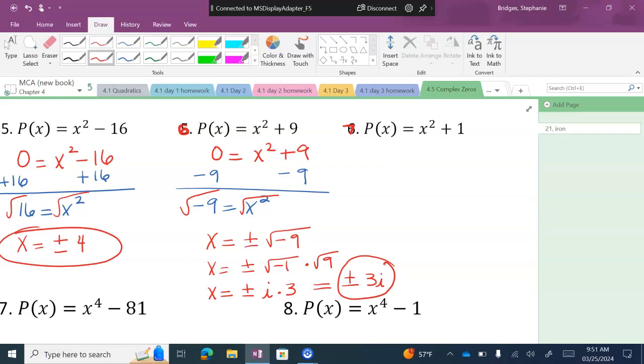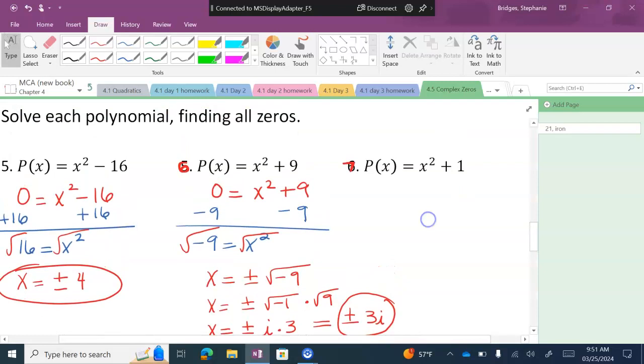Does that make a little bit of sense? Okay. All right, go ahead and try 7 then. Very similar. Remember, anytime you have a negative under the radical, that's where you're going to have your imaginary number.